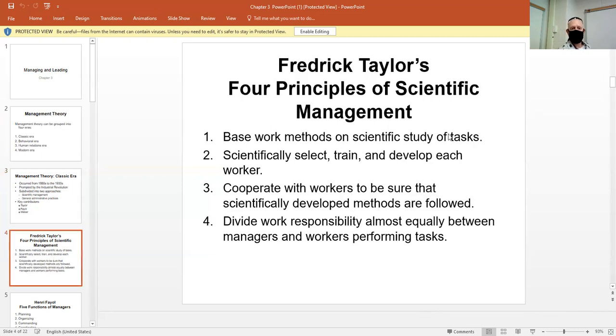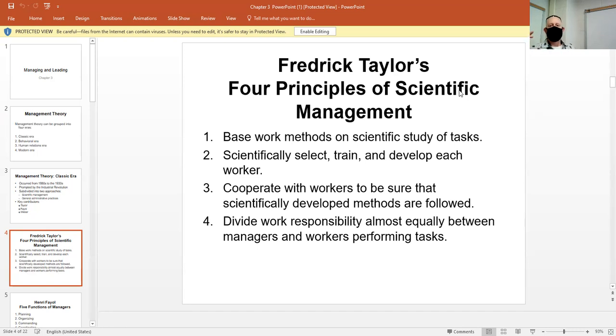So Taylor, which was the first one there, had four principles of scientific management. Base your work methods on scientific study of tasks. Scientific study of tasks to me is kind of like breaking things down into components, which is something that we like to do with recreation therapy activities. You have to break them into smaller tasks to figure out what we need to adapt sometimes.